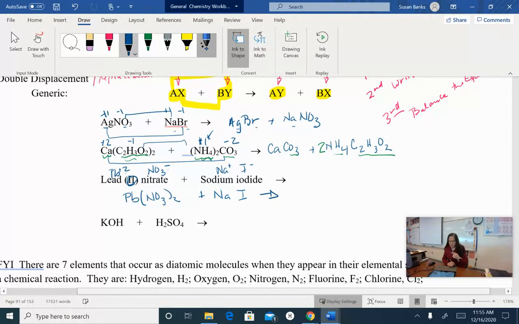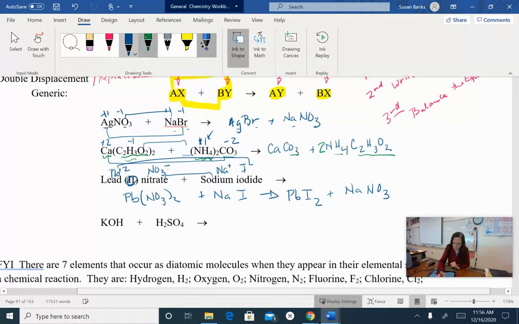Okay, so let's start with the lead. +2 plus this -1, right? That's the only other negative here. So what ratio? I'm going to need 1 lead and 2 iodines. +2 plus 2 -1's equals 0. And then sodium is going to get together with nitrate. What ratio here? +1 plus -1 is equal to 0. So 1 to 1 ratio.